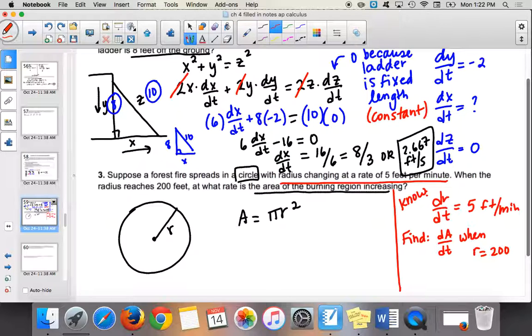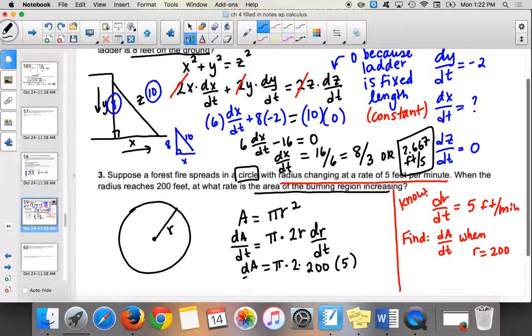So do we derive the area function? We take the derivative, so dA over dt equals, and you can leave the pi out front and take the derivative of r squared as 2r dr over dt. Or you can do it all together and write 2 pi r dr over dt. That's fine. So we're going to have pi times 2 times, at that point in time, our radius is 200. Our dr over dt is 5. So putting it all together, we get 2,000 pi.